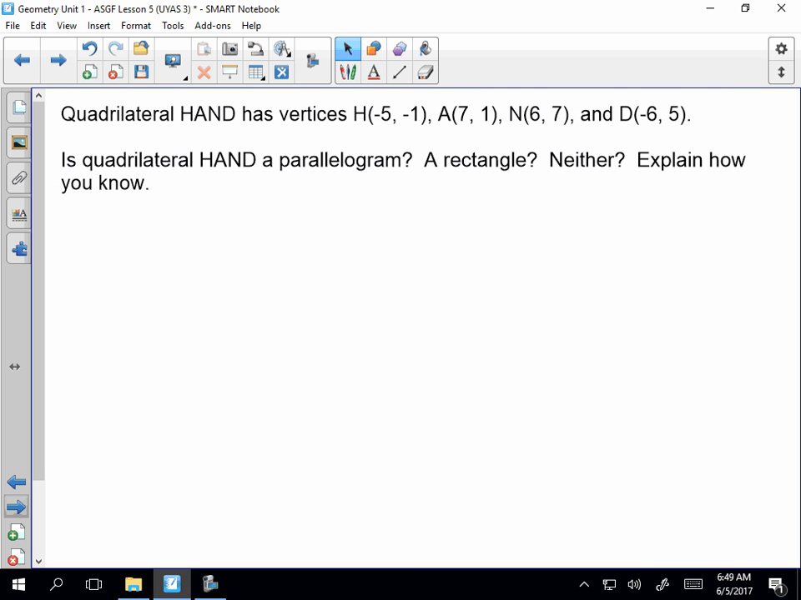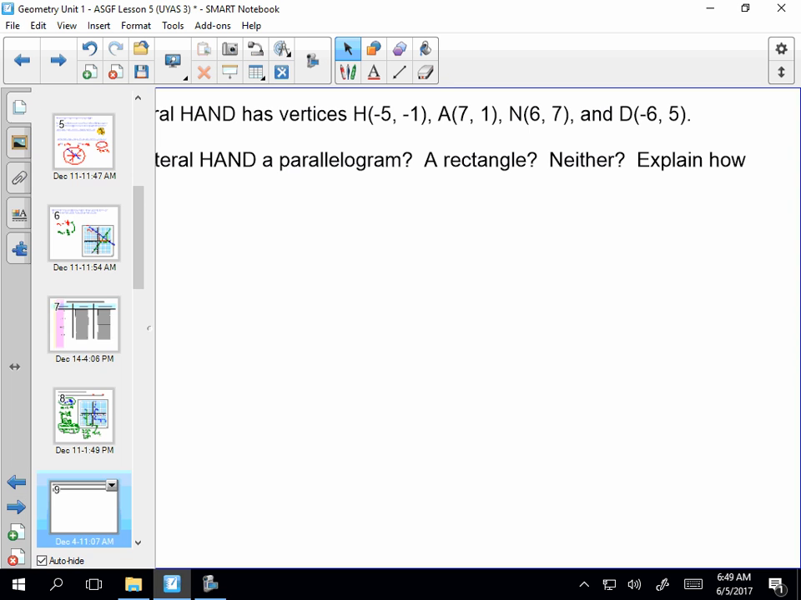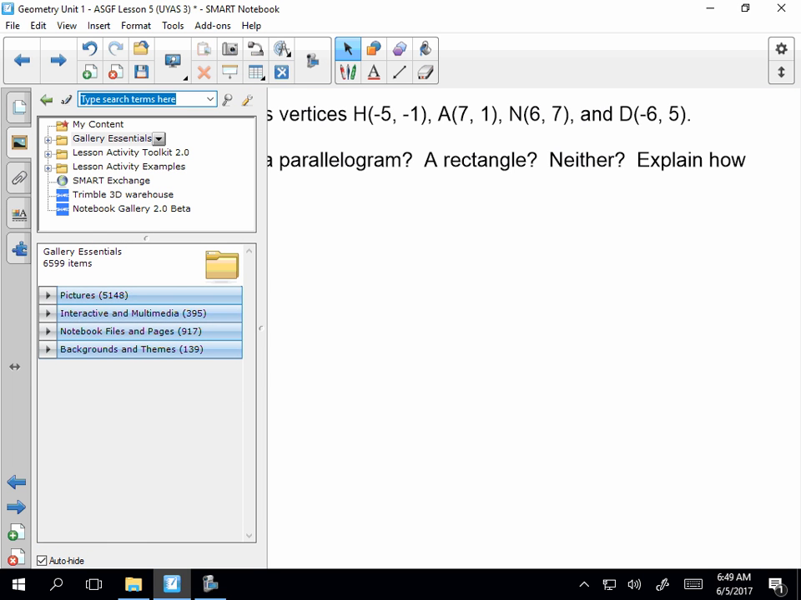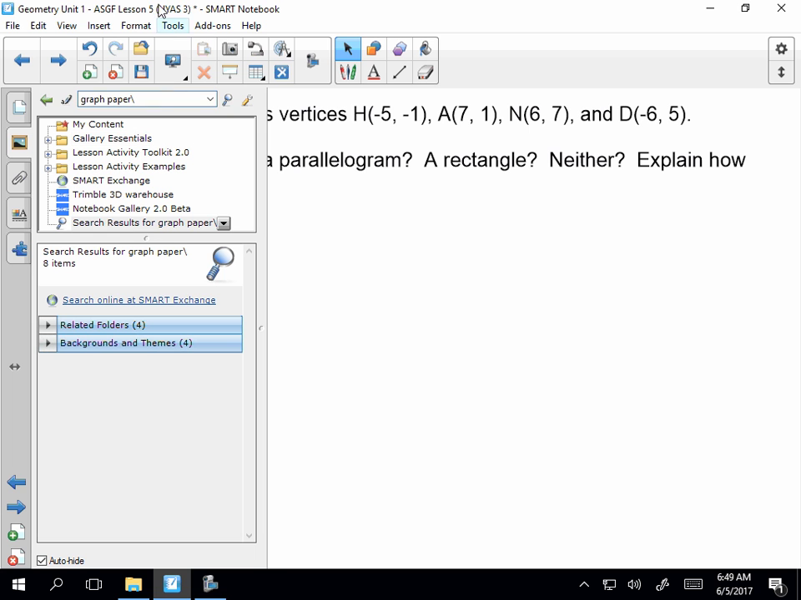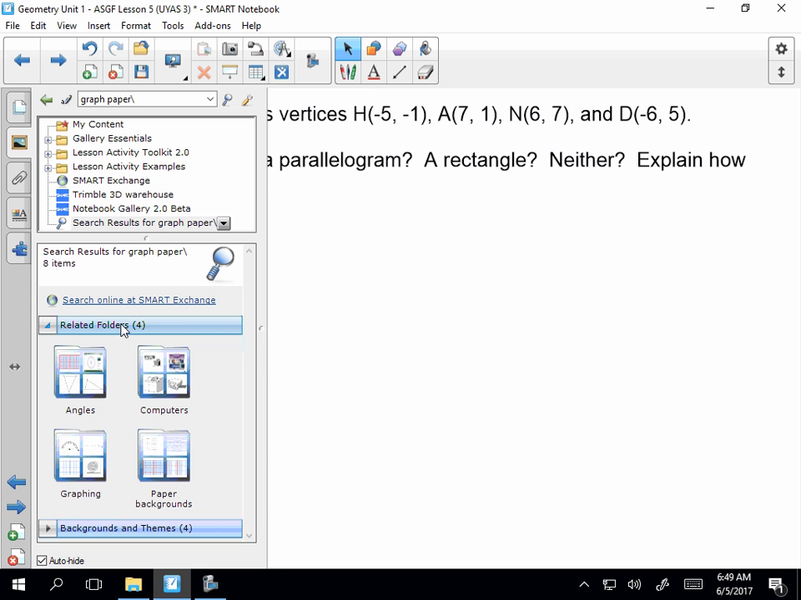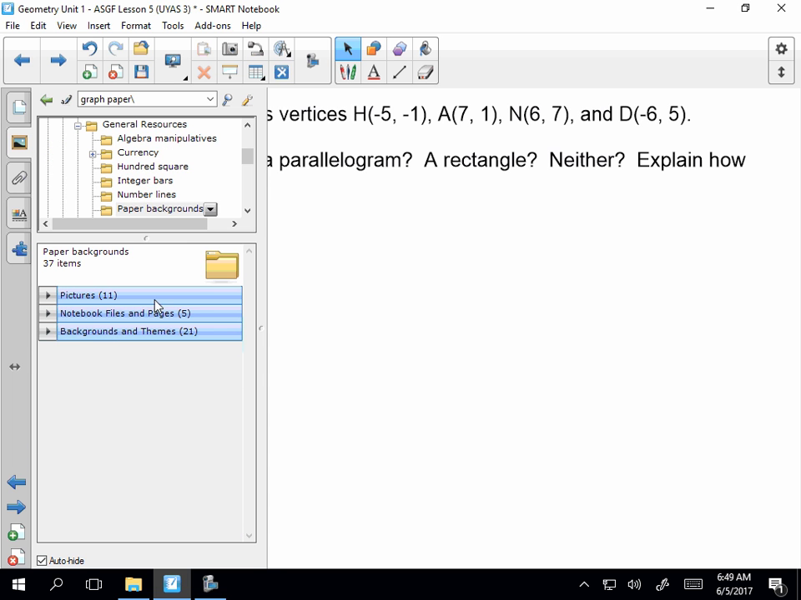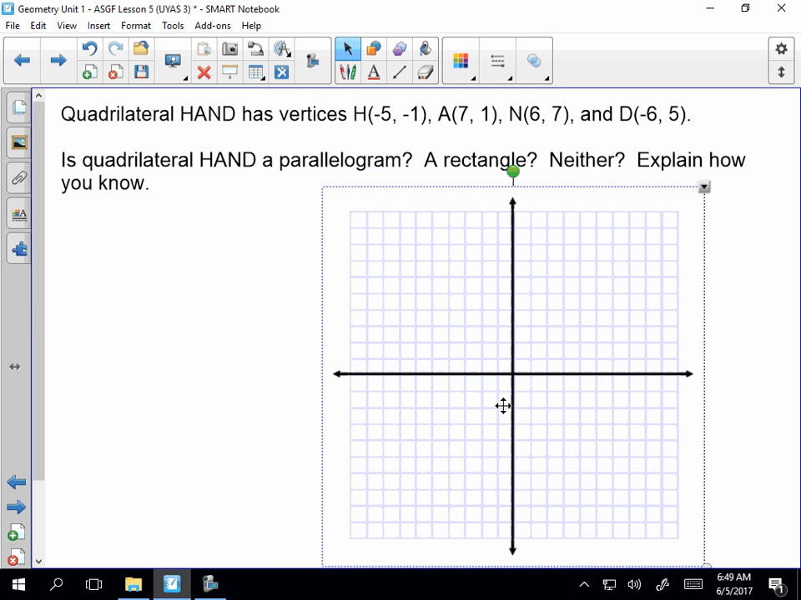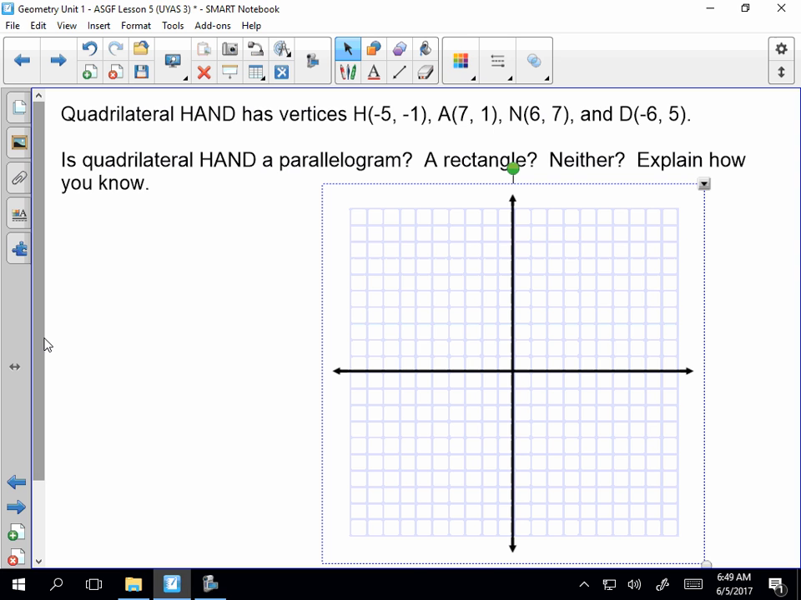Okay, so now let's finish up our last problem here. Quadrilateral HAND, H-A-N-D. We've got the 4 points. We want to know, is this a parallelogram, rectangle, or neither? So just like I said, we want to find some graph paper here. Okay, so I'm going to pull up some graph paper, because whenever possible, we want to be able to graph the points, see what's going on, making a picture for ourselves in this situation.